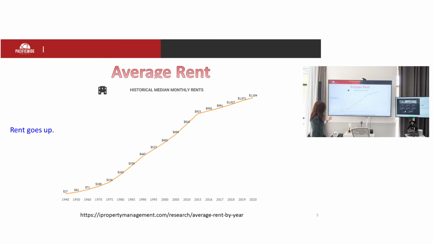Since 1940, look at it. Since 1940 to 2020, when it was only $27 for a one bedroom apartment, now it's $1,104. This is the average rent of the whole US, not the Bay Area. The Bay Area is more expensive, right? So this is rent. Rents go up.